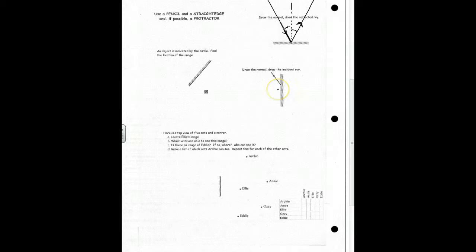We're going to also do the same thing here. Draw the normal, draw the incident ray. Put the protractor down and draw the normal. I could draw a normal anywhere here, but the one I'm interested in is the one that intersects the mirror where the ray is that I'm looking at. Oops, a little too far over there. There we go.